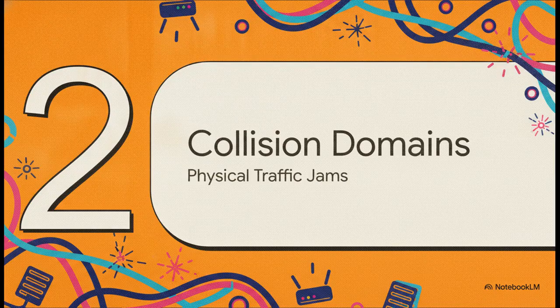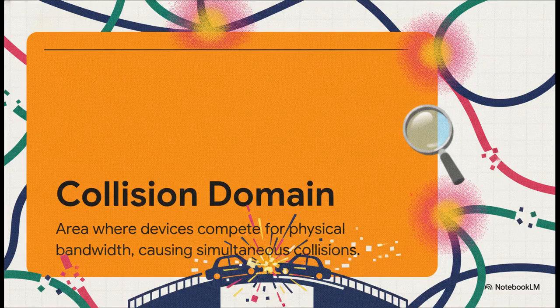Which brings us to Section 2, traffic jams, or collision domains. To understand why that single SOHO network chokes at scale, we actually have to look at physical traffic jams. A collision domain is the strict engineering definition for a specific area in an Ethernet network where multiple devices are competing for the exact same physical bandwidth. When devices share a physical medium, there's always a risk of simultaneous transmissions. Think of it like a narrow, single-lane bridge. If two cars try to cross from opposite directions at the exact same time, they crash, right? Well, in networking, if two devices transmit at once, their data frames literally collide on the wire and become completely corrupted.